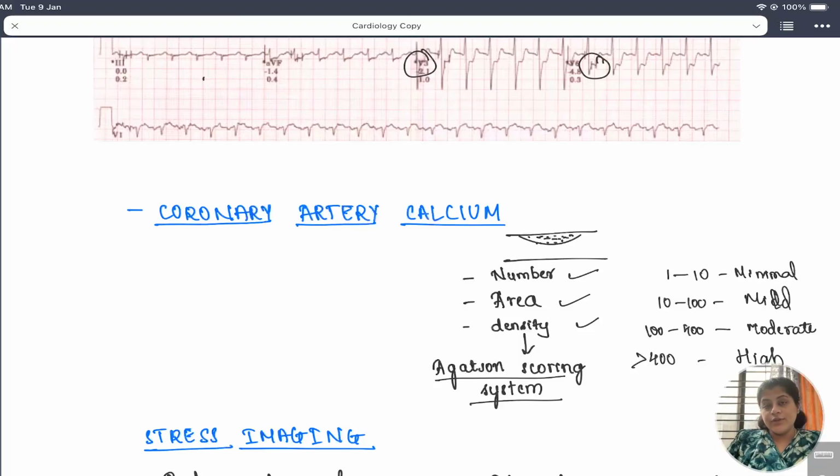So this is one of the newer concepts. This is non-invasive as well. So if they're comfortable with a CT scan, you can suggest your relatives to get calcium scores done.